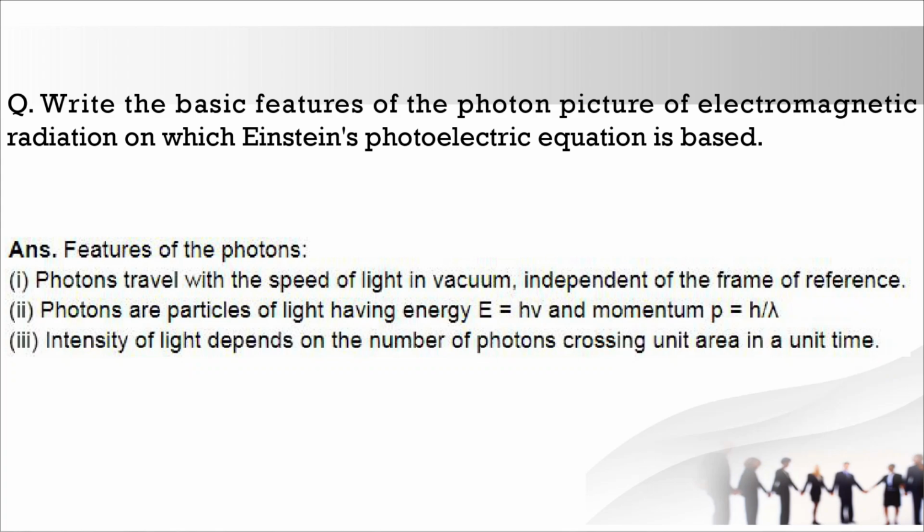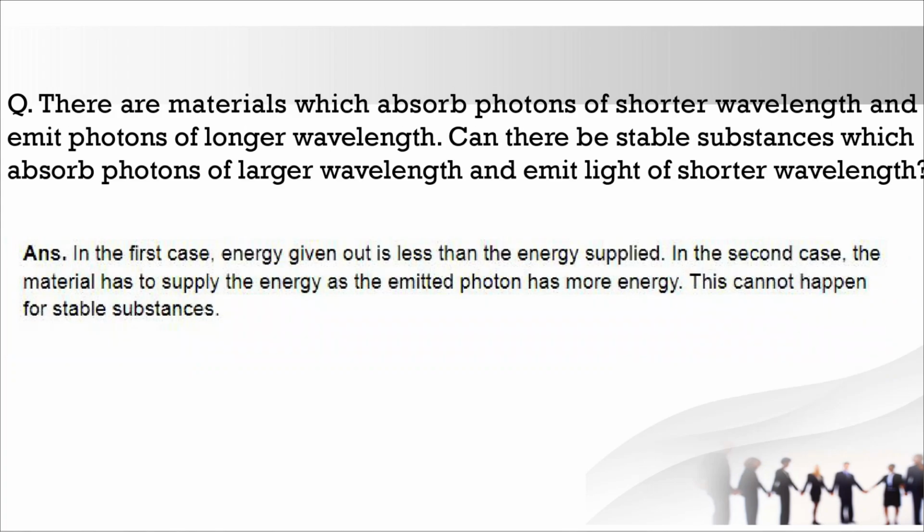Write the basic feature of the photon picture of electromagnetic radiation on which Einstein's photoelectric equation is based. There are materials which absorb photons of shorter wavelength and emit photons of longer wavelength. Can there be a stable substance which absorbs photons of larger wavelength and emits light of shorter wavelength?